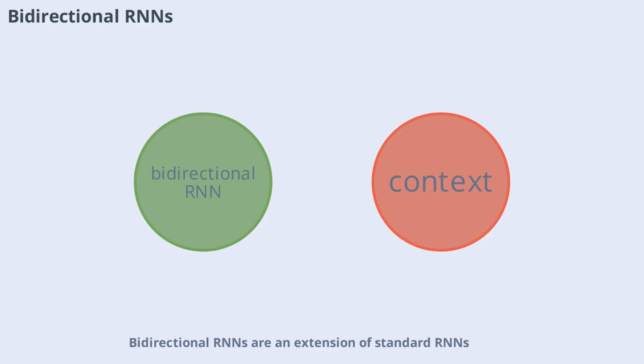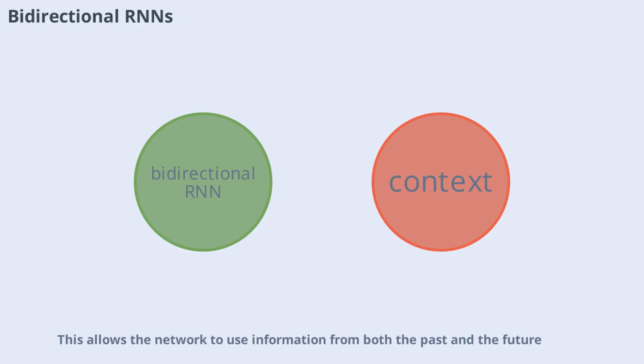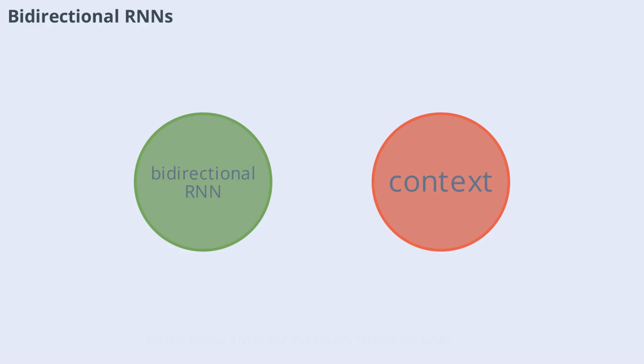Bidirectional RNNs are an extension of standard RNNs that process sequences in both directions, forward and backward. This allows the network to use information from both the past and the future, leading to better understanding of context. Bidirectional RNNs are especially useful for tasks like named entity recognition and sentiment analysis, where context from both sides of a word can improve accuracy.